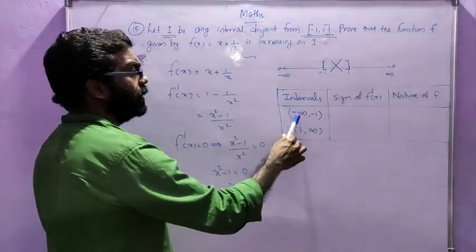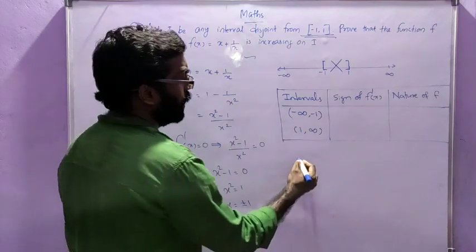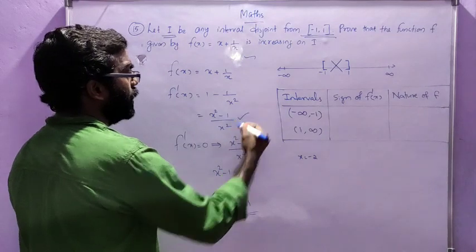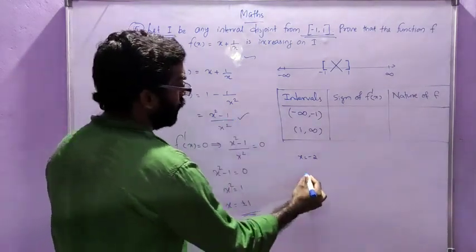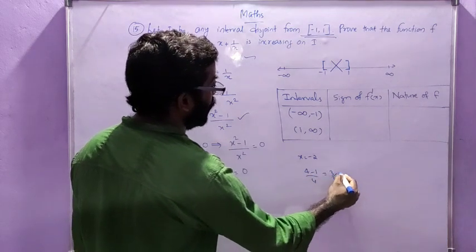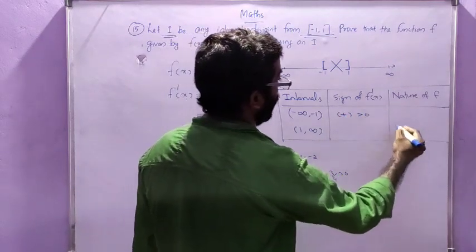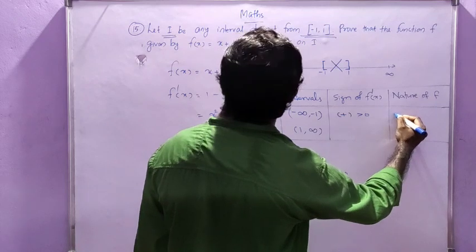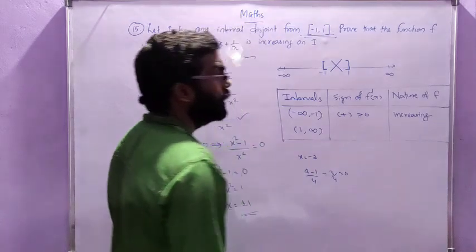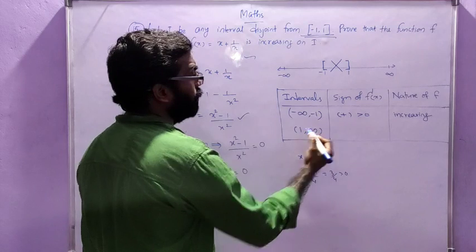So we can consider the first interval, minus infinity to minus 1. Take a number which is less than minus 1. We can take x equal to minus 2. So when x equal to minus 2, we can check the sign of f dash of x. If we put here, we get minus 2 square, 4. 4 minus 1 by 4, it is 3 by 4, which is greater than 0. So positive. Therefore, the function is increasing. And the next interval is 1 comma infinity.